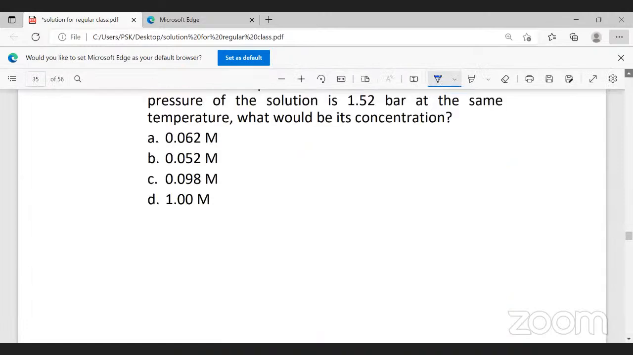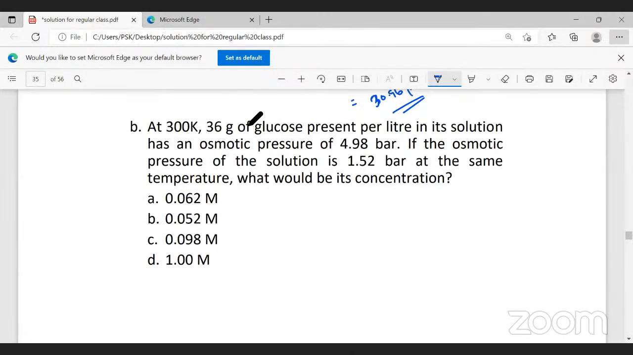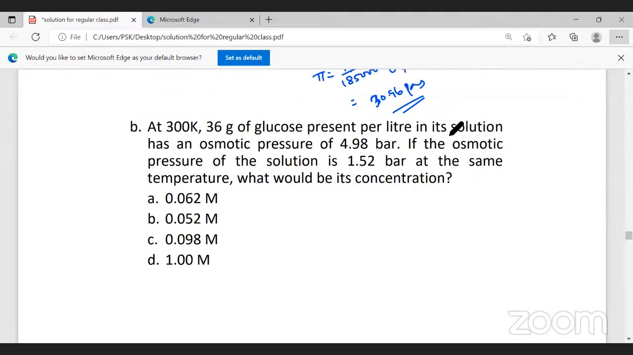At 300 Kelvin, 36 grams of glucose is present per liter in its solution, and has an osmotic pressure of 4.98 bar. If the osmotic pressure of the solution is 1.52 bar at the same temperature, what would be its concentration?